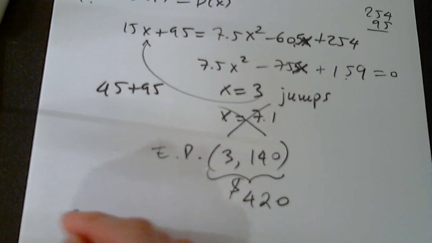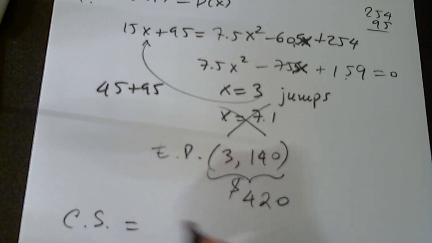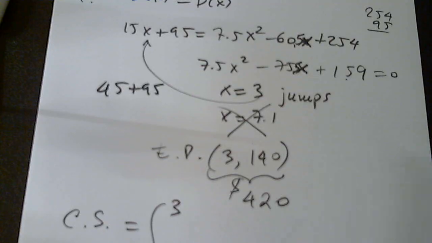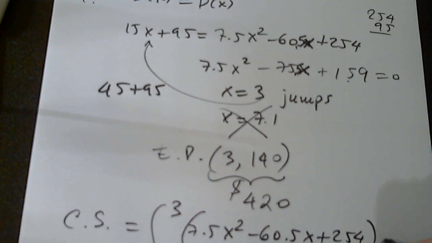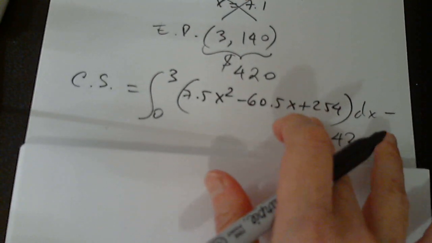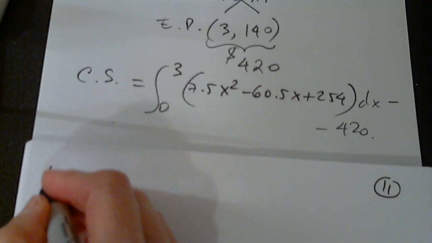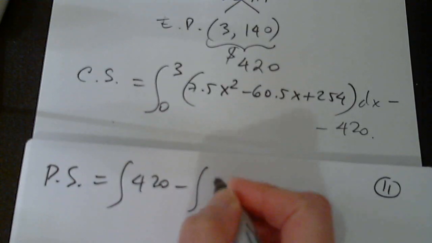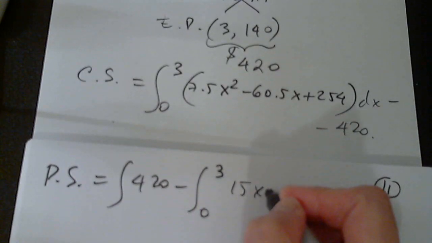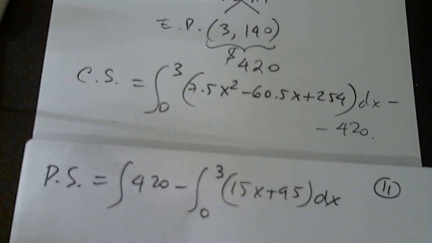So the consumer surplus at the equilibrium point will be the integral from 0 to 3 of 7.5 x squared minus 60.5 x plus 254 dx minus 420, and the producer surplus will be, oh, no, 420 minus the integral from 0 to 3 of 15x plus 95 dx.